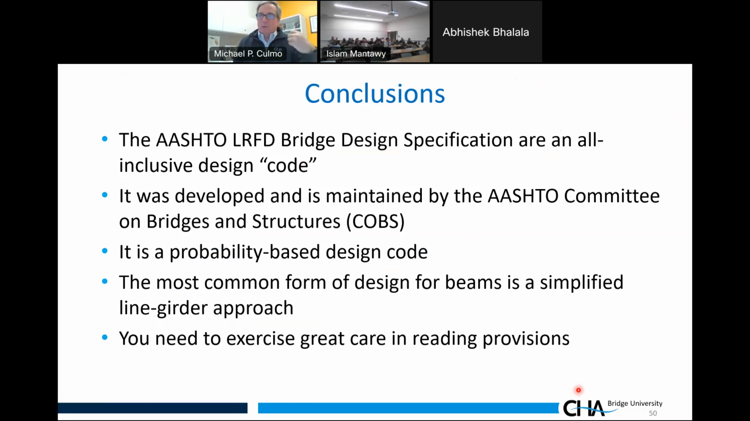But if you're a bridge owner, like a DOT, they look at those shalls and mays and make decisions on whether or not a may is something that is optional. But when in doubt, treat everything as a shall. I believe that's all I have.